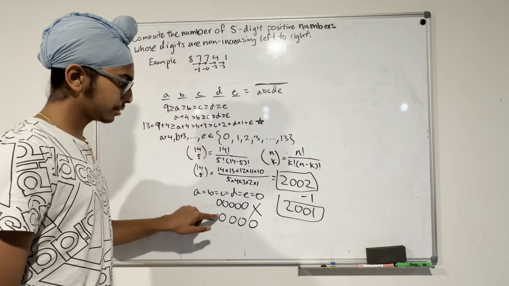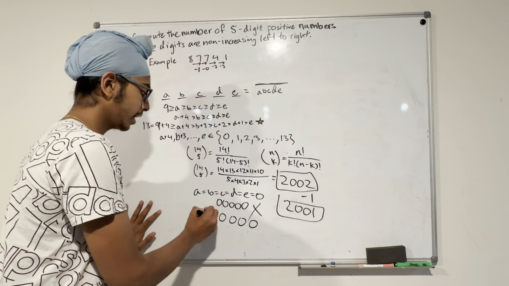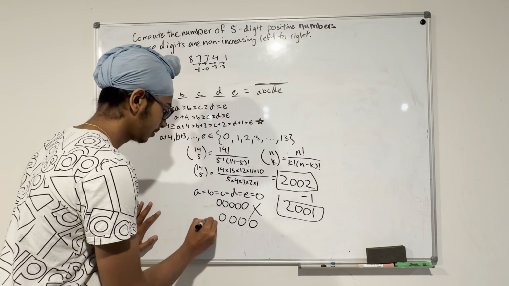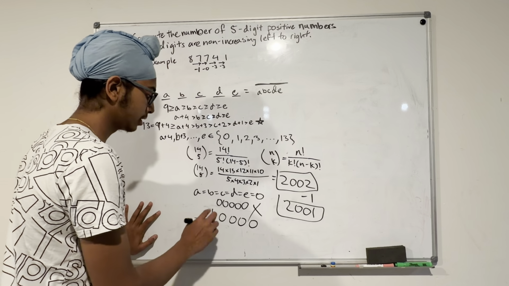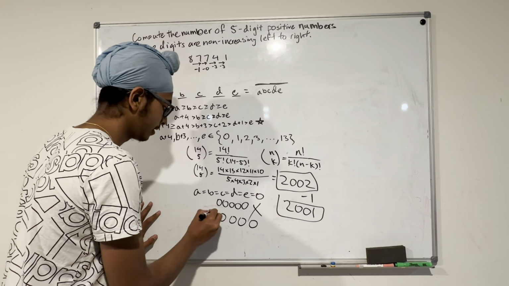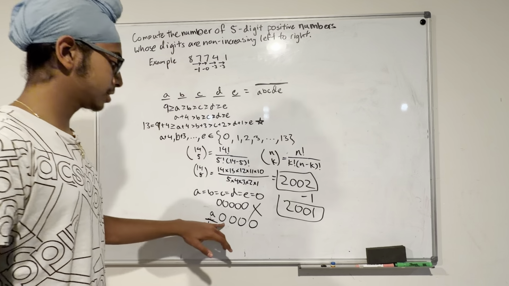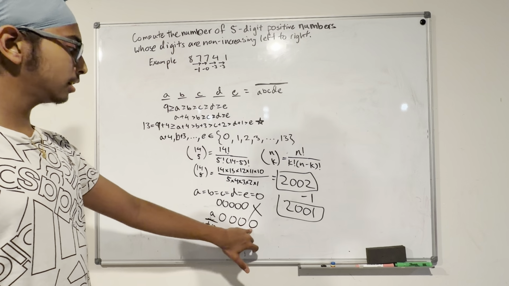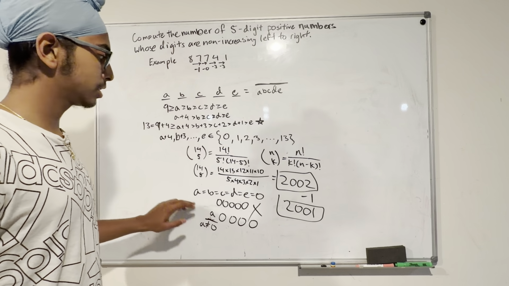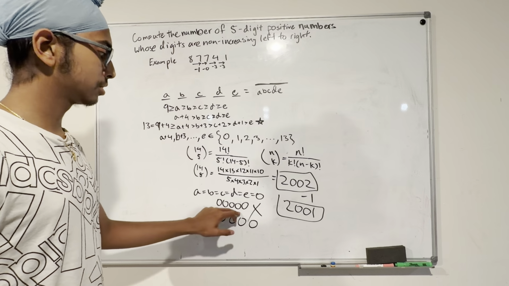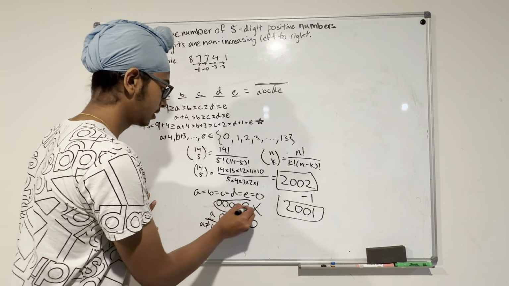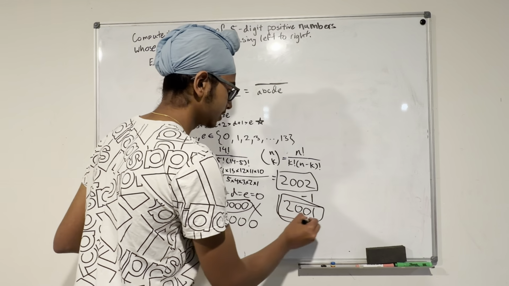If A is greater than B, by default, A is not equal to 0. And thus we have some unique number for some value A. And that we can use the same logic for B, C, D, and E. And the only case when this isn't a number is when all the digits are zeros, which we counted here for our final answer of 2001.